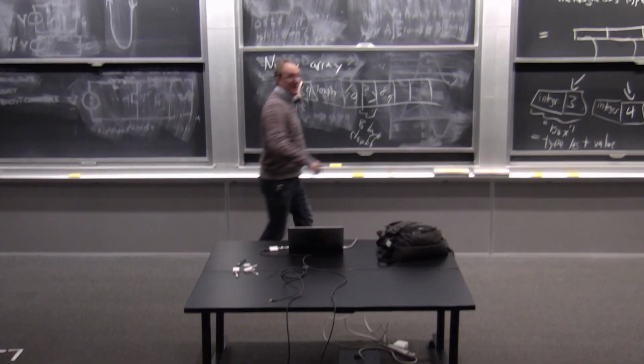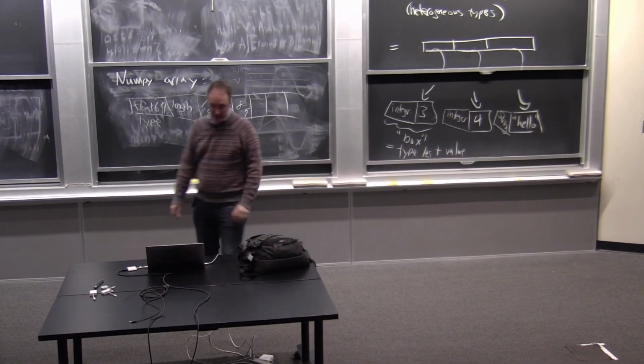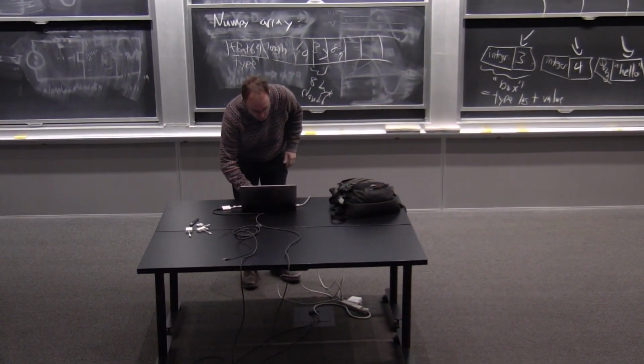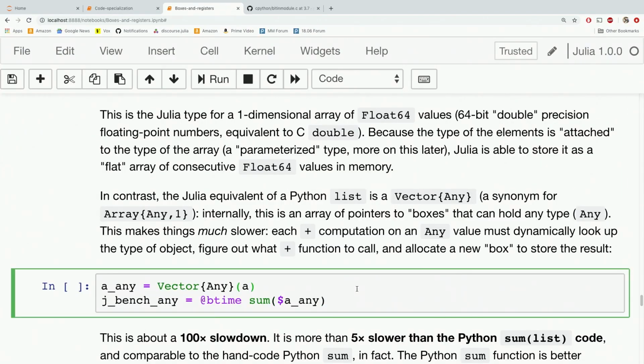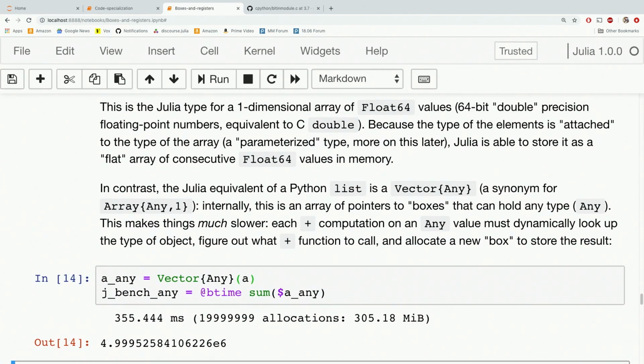So it looks more like a NumPy array in memory than a Python list. You can make the equivalent of a Python list, called an array of Any. An array of Any is something where the element types can be any Julia type, so it has to be stored as an array of pointers to boxes. And when I do that, let's see. There it is, then it's 355 milliseconds. So it's actually even worse than Python.